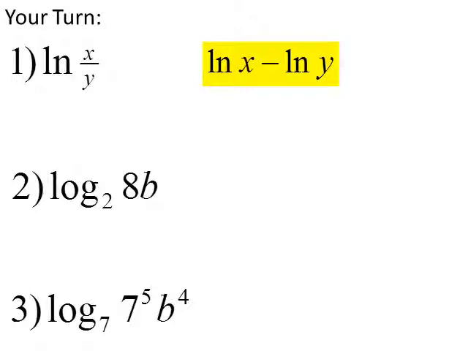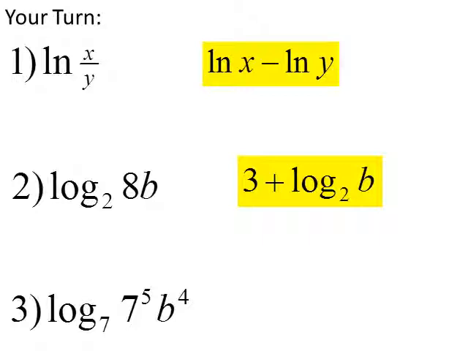Number 2, we use the product property to get 3 plus log base 2 of b, and that's because we have log base 2 of 8 plus log base 2 of b, and log base 2 of 8, if you evaluate it, that's 2 to what power gives me 8, and that value is 3.